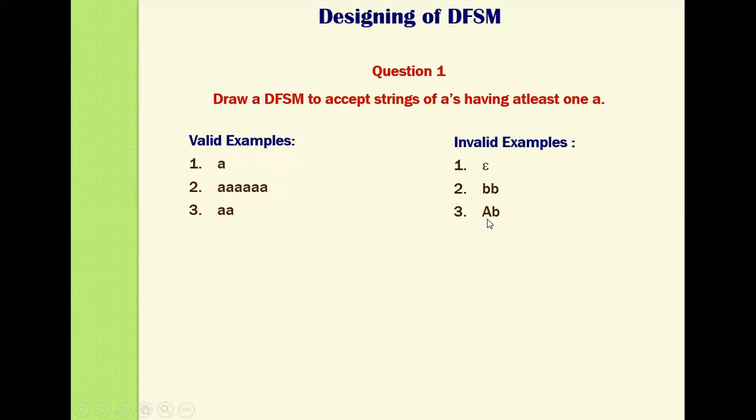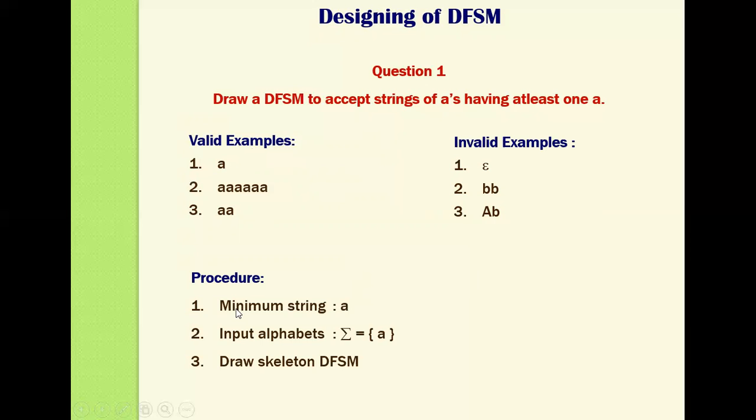And look at the third example carefully. I have A here, but it's a capital letter, uppercase letter A. Uppercase A, we don't have it here. That is one point. The second point, again, the input alphabet B also, we don't have in this question. So this is also one invalid string. So you know what are some valid examples and invalid examples. Now we will apply those methods and try to design the DFSM.